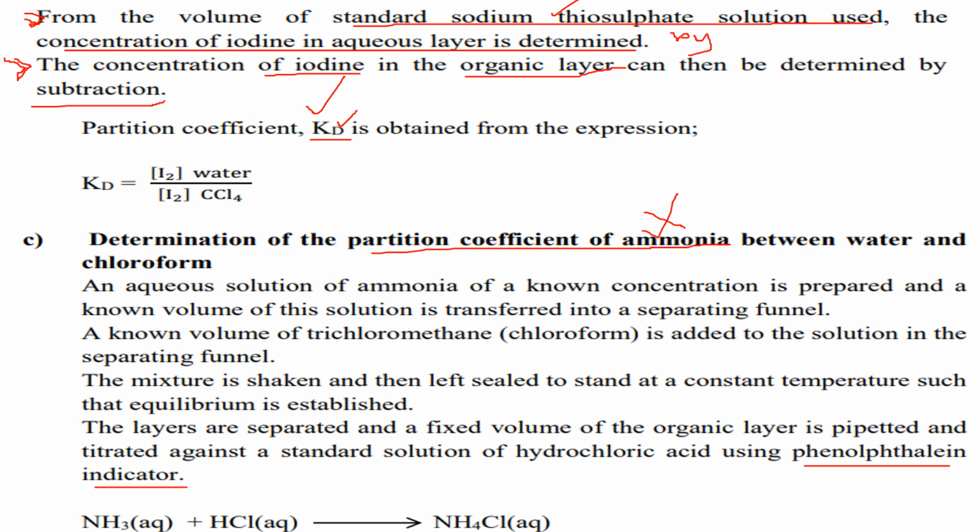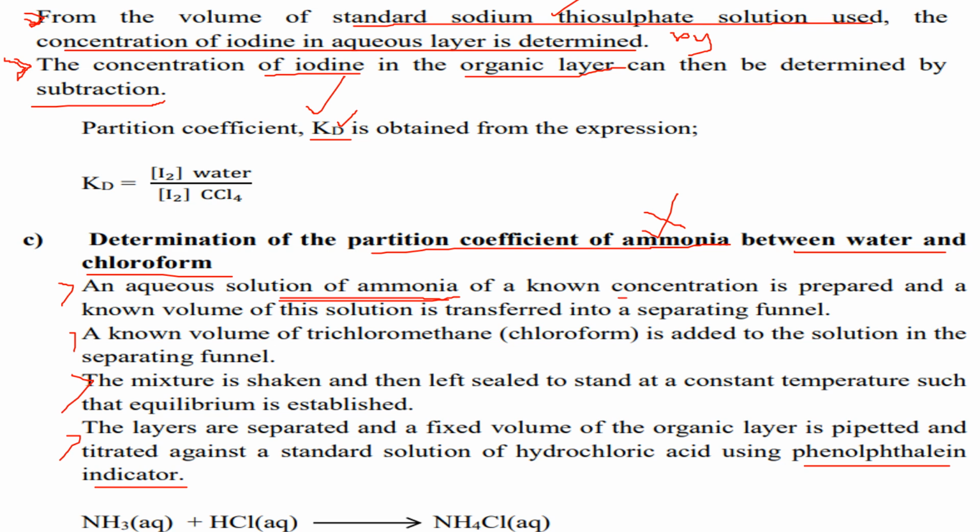We are saying the determination of partition coefficient of ammonia between water and chloroform. Now remember that we are going to repeat the same procedures, so I'm just going to go through because I've already explained everything about stating experiments. So an aqueous solution of ammonia. Here we are not going to use a known mass because ammonia doesn't exist as a solid, but you are going to get an aqueous solution. But this aqueous solution is going to be of known concentration and a known volume.